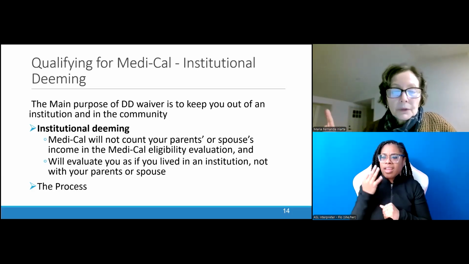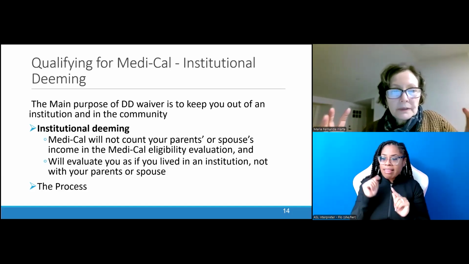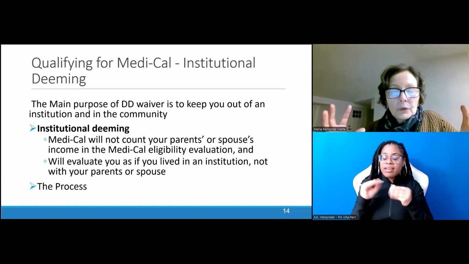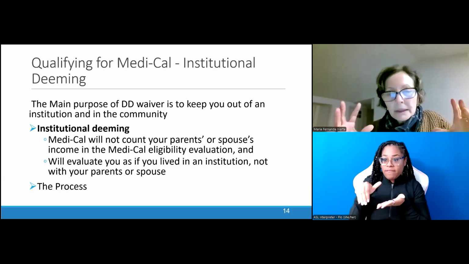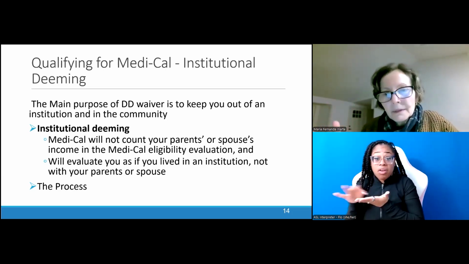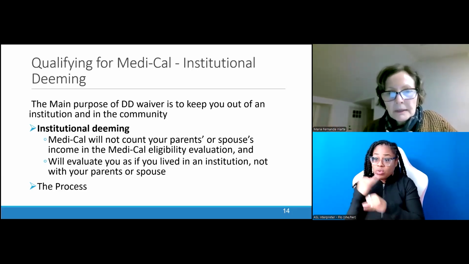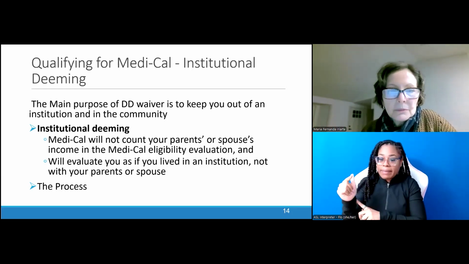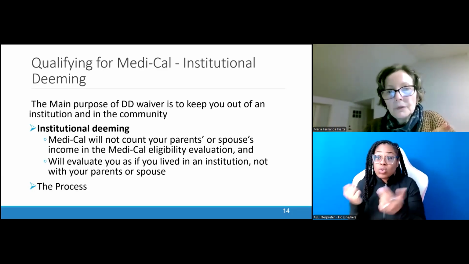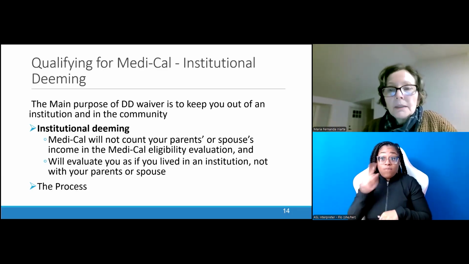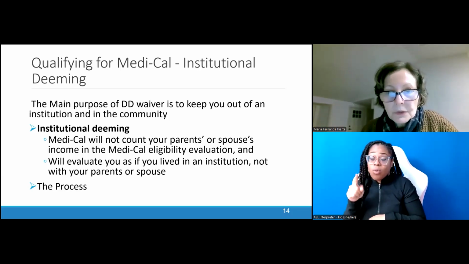If you qualify for waivers that have this language that says that if you qualify for this particular waiver, then Medi-Cal eligibility worker, you're going to pretend that the person is living in an institution and therefore there's no deeming of parent income or resources or spouse's income or resources. So there are children who could not qualify for Medi-Cal under the general rules who may qualify for Medi-Cal if they're on a waiver that has this language of institutional deeming.